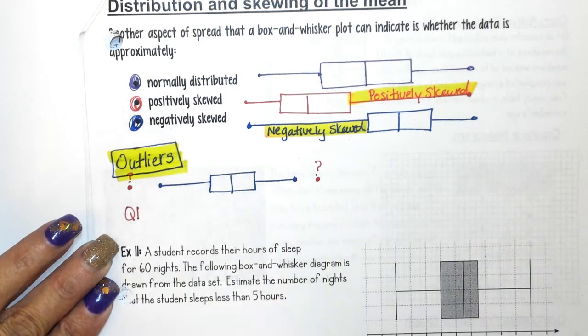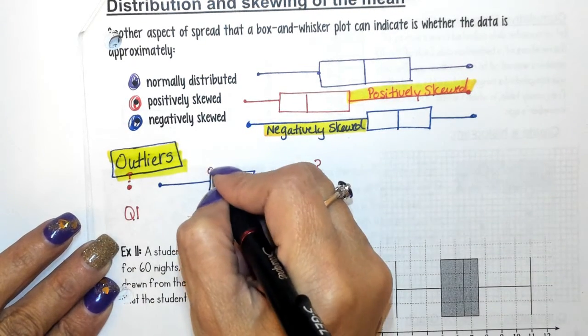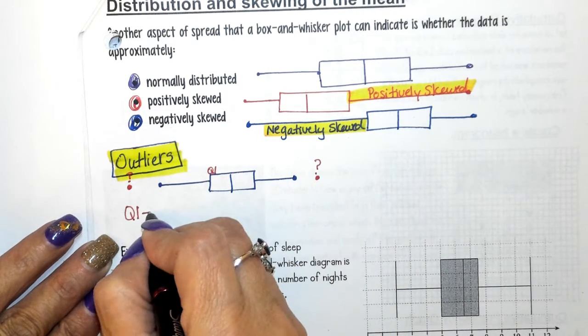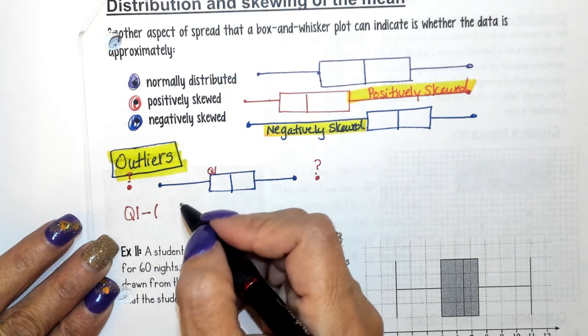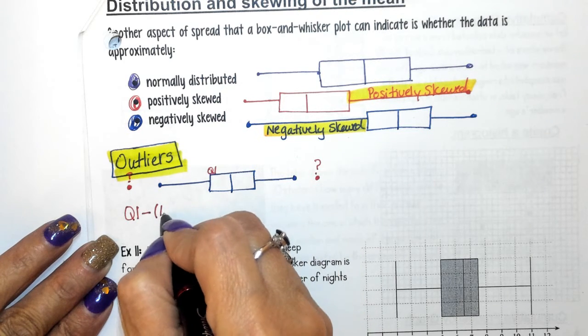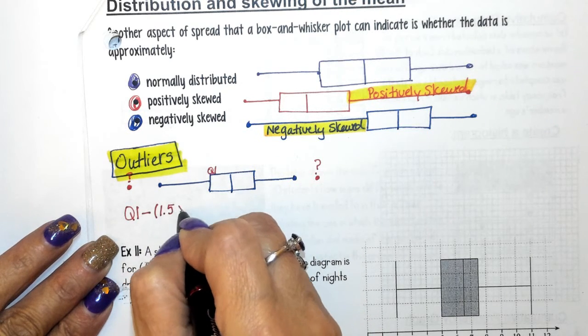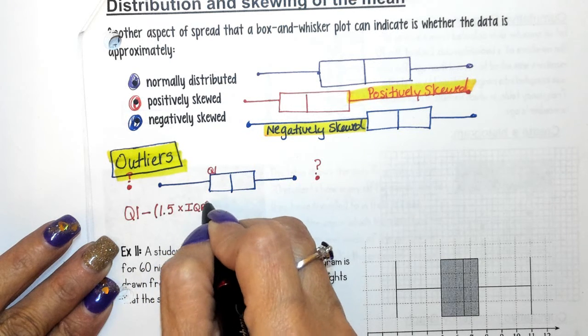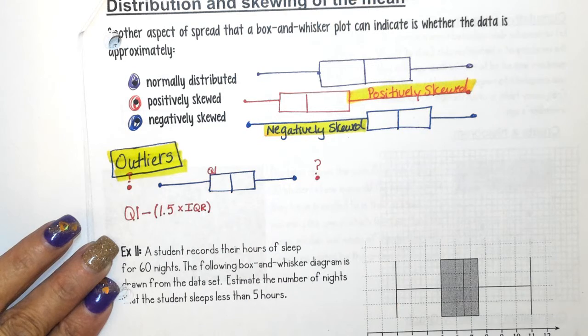So you're going to take whatever this number is right here, Q1. I'm going to put right here, Q1. And because you're going negative, you subtract 1.5 times the IQR. Whatever that interquartile range is, that's how we're going to use it.